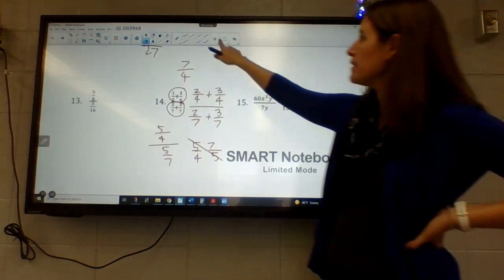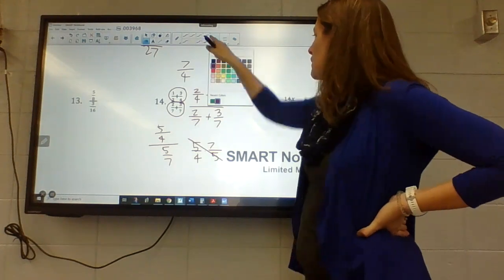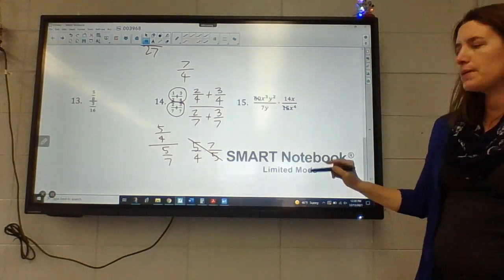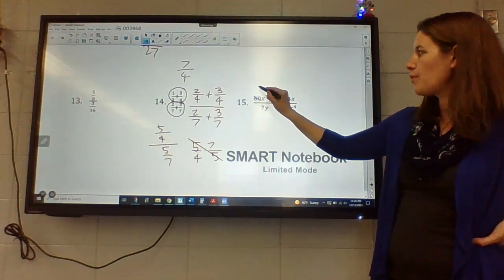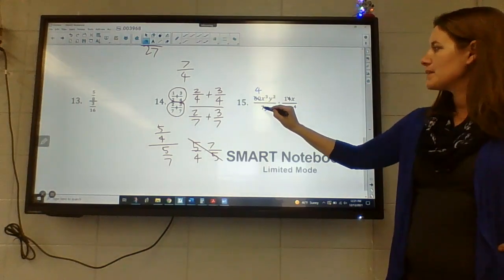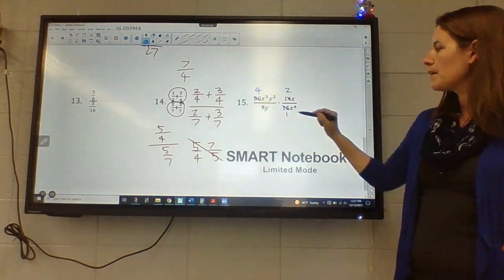So then in 15, again, a bunch of simplifying we can do first of all. So 60 and 15 can both be divided by 15. This becomes a 1 and a 4. Then the 14 and 7 can both be divided by 7. So this becomes a 2 and a 1.